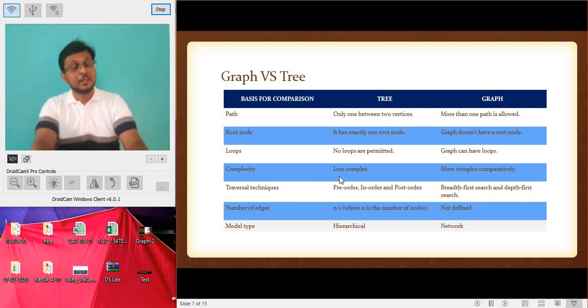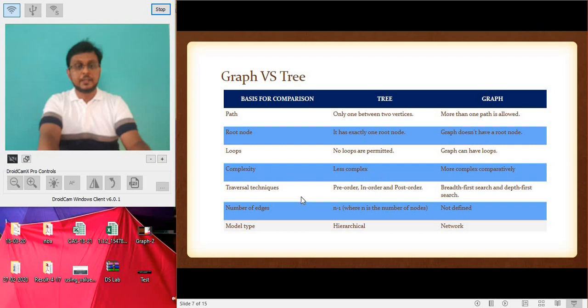And since there will be a number of links connecting from one node to another, and another node to other different nodes, the complexity will be higher in the case of graphs, but lesser in the case of trees.